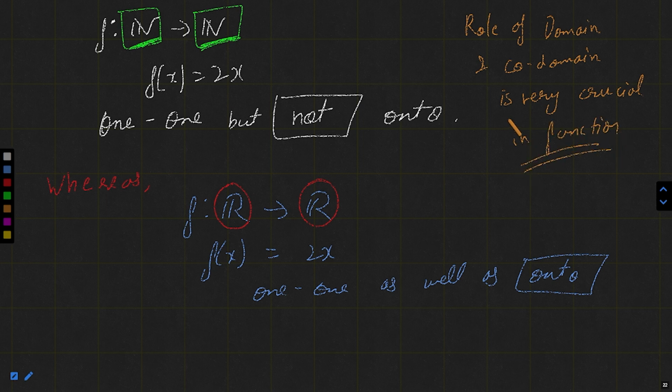Whenever you are asked any question related to functions, please specify or get full information about its domain, codomain and range. All the terms, domain, codomain as well as range, are a must. So whenever you are facing a question related to functions, please keep these things in mind.